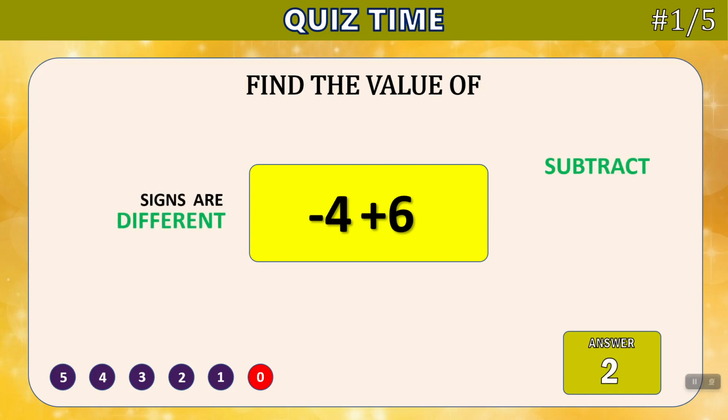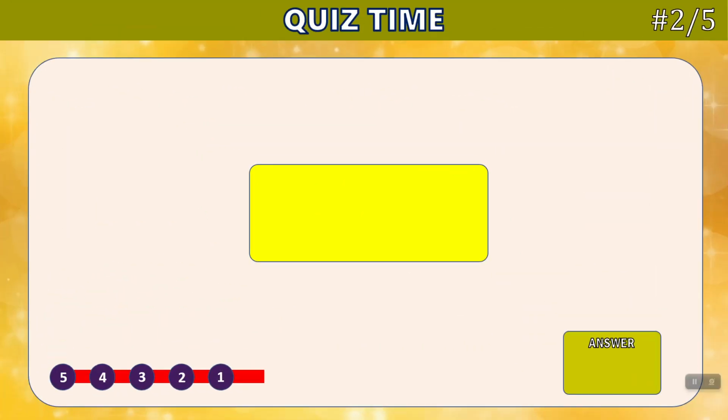And the signs are different, so we subtract, and we use the sign of the larger number. 6 take away 4 is 2. Because 6 is bigger than 4, I use the plus sign in front of the 6 in my answer to give me +2. Question 2.